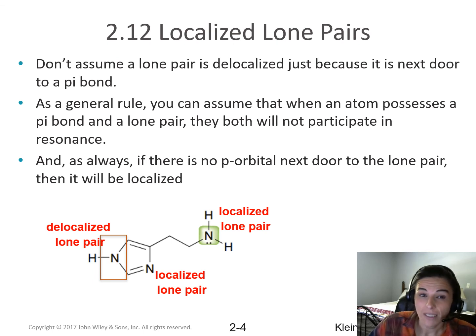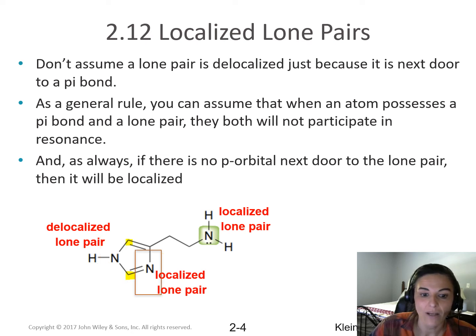Great. Is it next to a p orbital as well? Well, in fact, yes, it is. We've got an sp2 hybridized carbon here, and we've got an sp2 hybridized carbon here. So it's actually got 2 p orbitals that it's adjacent to. So that lone pair is delocalized.